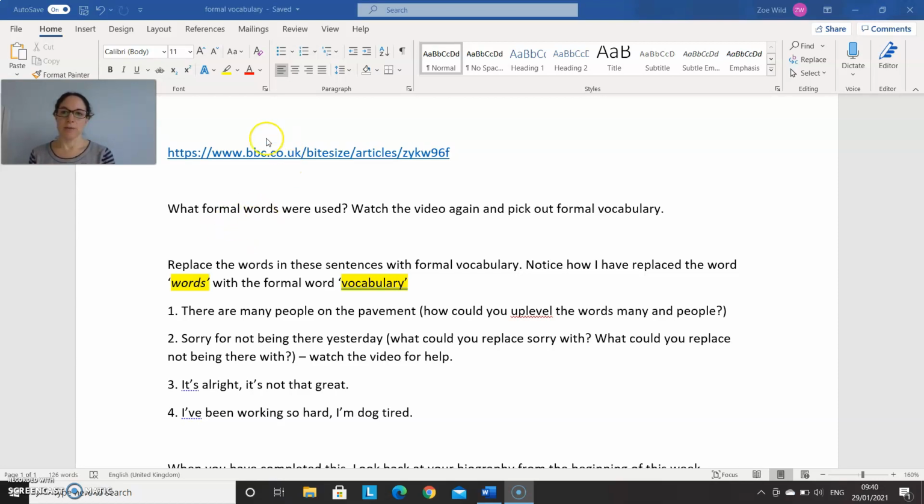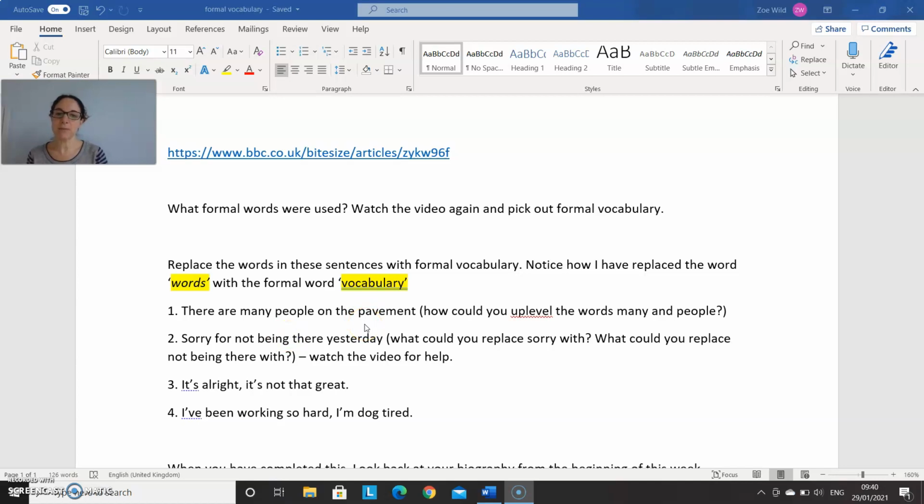So first of all, watch this link here, BBC Bitesize. This is a fun little cartoon. It's about 1 minute long, and it just explains what I've said in using different vocabulary. And then you're going to rewrite each of these sentences, up-leveling some of the words. Now, I've suggested that you up-level the word many and the word people, but you might decide to up-level the sentence generally and make it sound more formal.